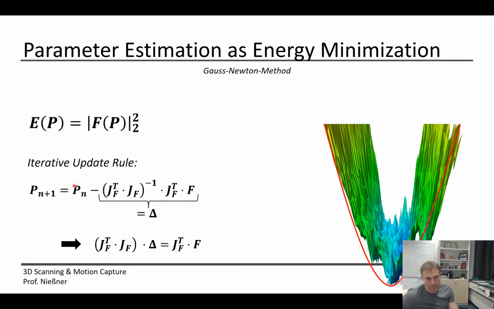So we have this, starting with P_n in the nth iteration. We are subtracting (J^T J) inverse times J^T F. So this is the gradient, right? This is J^T J, this is the gradient, and this is this delta vector here. So we bring this one here to the other side instead of having to do this complicated inversion. So we have J^T J times the delta vector is equal to J^T F. Again, this one here is the gradient.